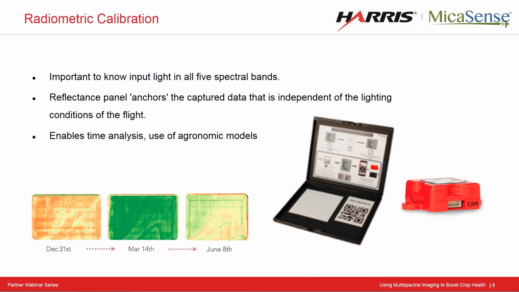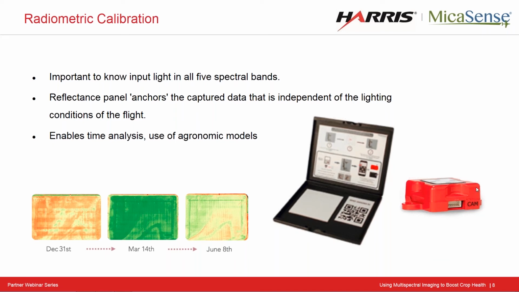And we do that by first using this calibrated reflectance panel that we send with the camera. So you lay that on the ground in an area that represents the lighting for that particular day. You take a picture of it with the camera before the flight, and then we use that calibration shot in processing to radiometrically calibrate.